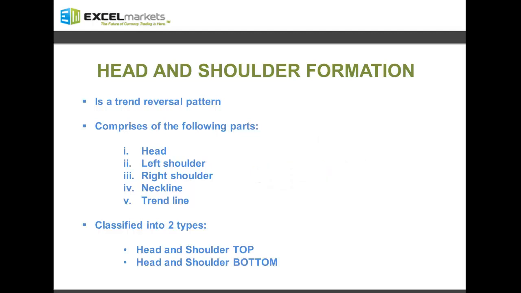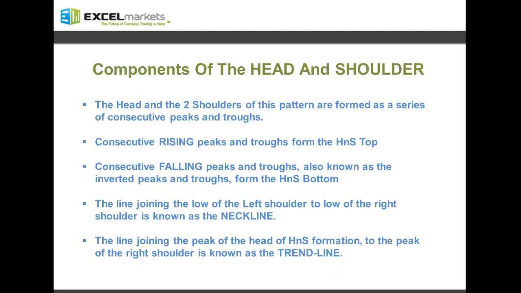The head and shoulder pattern, also known as the HNS pattern, is classified into two types: the head and shoulder top and the head and shoulder bottom. The head and shoulder pattern has a head and two shoulders formed as a result of a series of consecutive peaks and troughs. Consecutive rising peaks and troughs form the head and shoulder top, while consecutive falling peaks and troughs, also known as inverted peaks and troughs, form the head and shoulder bottom.